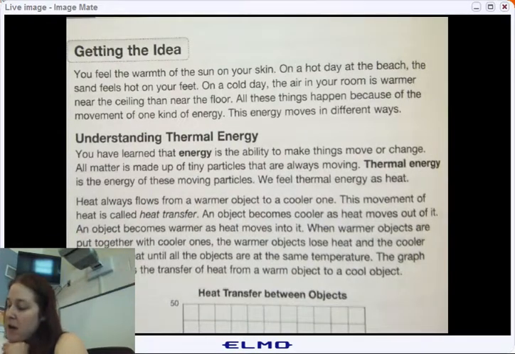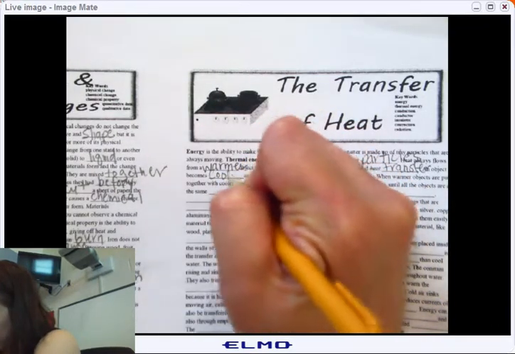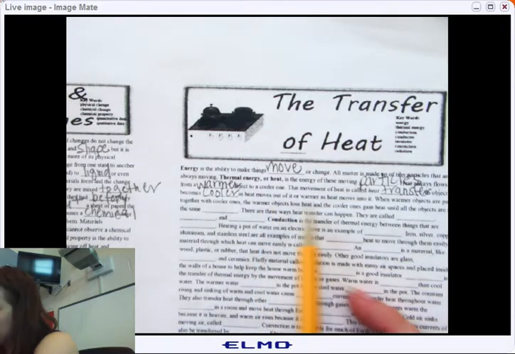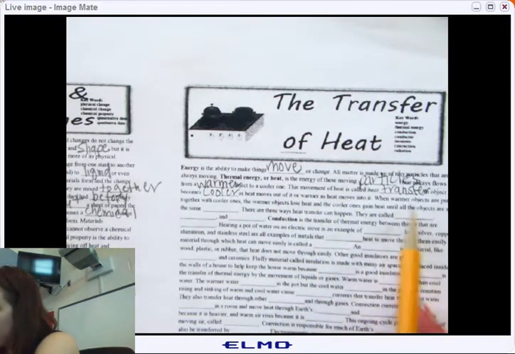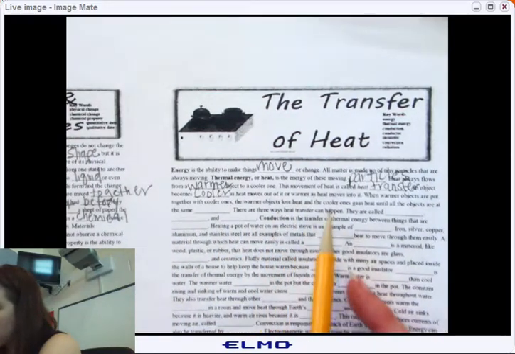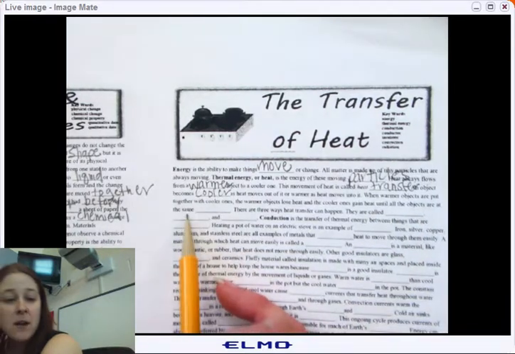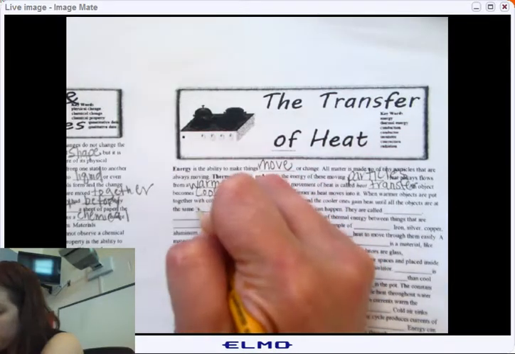So an object becomes cooler as heat moves out of it and heat moves into another one. When warmer objects are put together with colder ones, the warmer object loses heat and the cooler ones gain heat until all of the objects are the same. What are they going to become? The same temperature.